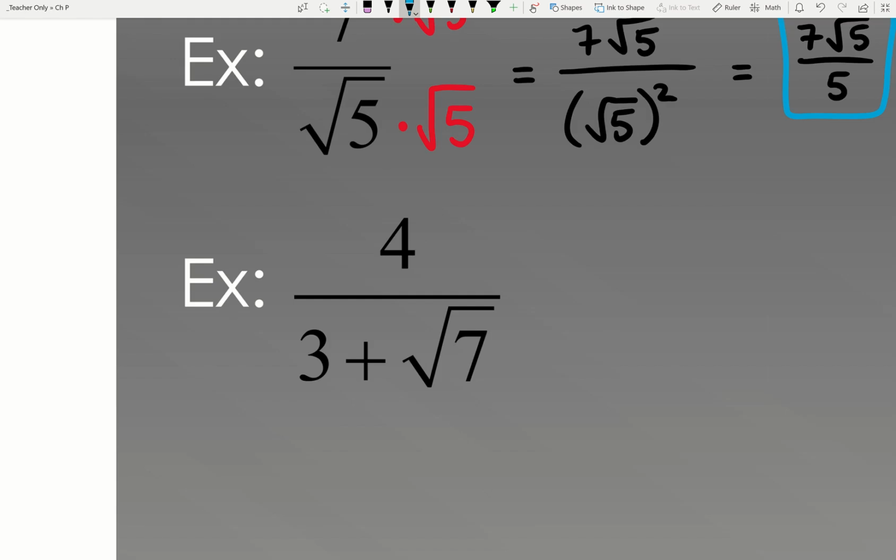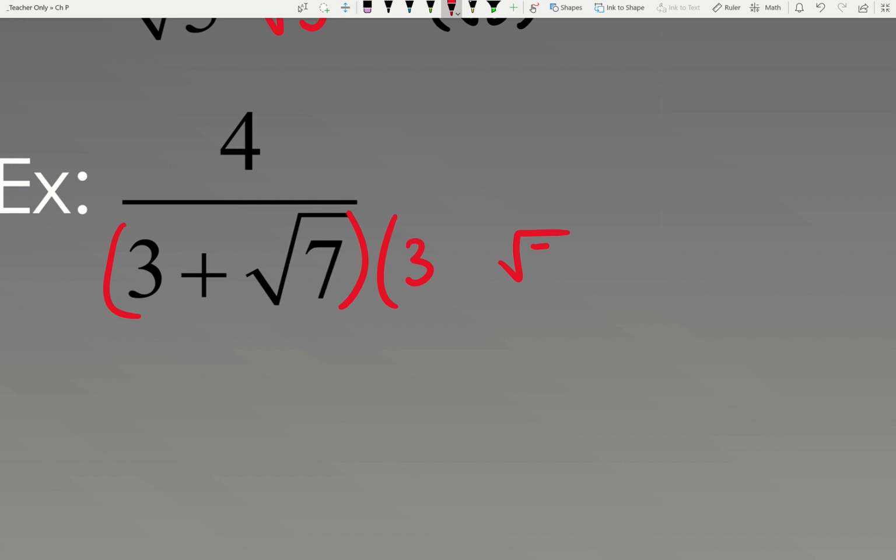Now this next, that's a two-term denominator. I've got a 3 and then I've got a root 7. And so here is where we are going to have to multiply both the top and the bottom by the conjugate of the bottom. So I'm going to write my 3, I'm going to write my square root of 7, but I want the conjugate of this expression. This already has a plus sign, so the conjugate is going to have a minus sign. So I'm going to multiply that times the bottom, and whatever I do to the bottom, I have to do to the top as well.